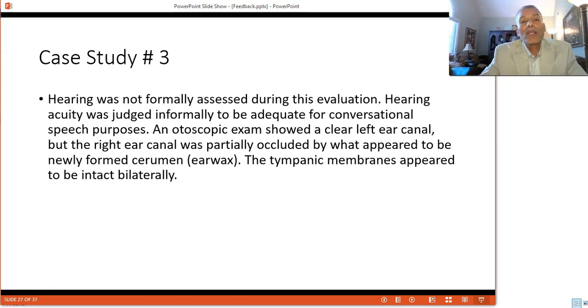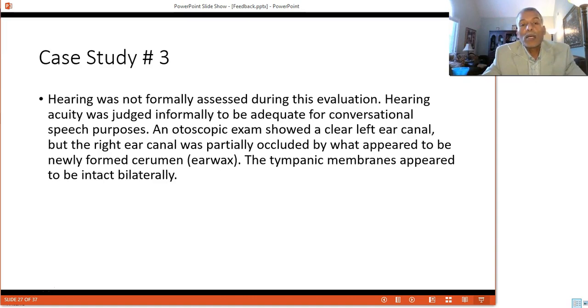Hearing was not formally evaluated during this evaluation. This is a statement that you frequently make if you do not screen or evaluate hearing acuity. Hearing acuity was judged informally to be adequate for conversational speech purposes. How did I know it was adequate? When the child doesn't ask you a lot of questions. Usually children who have middle ear infections or hearing problems say, "What?" and they keep looking at you, watching your lips, and trying to find ways. So you would be able to identify hearing problems grossly overall.